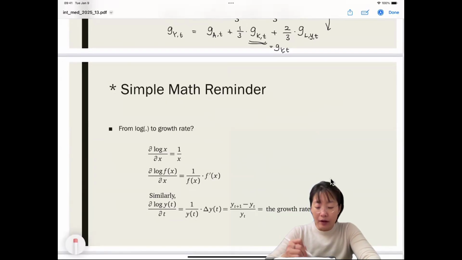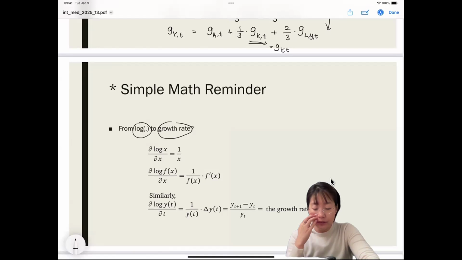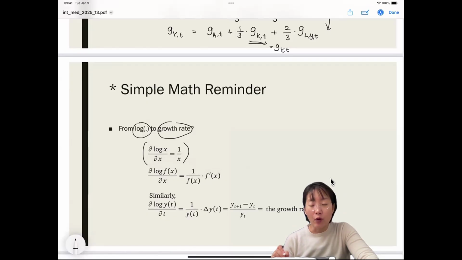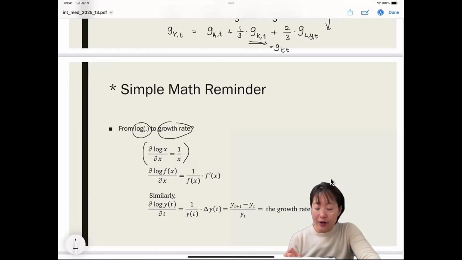Okay, let's derive the growth rate out of log. So the first derivative of log is actually 1 over the original variable x. And then if we use that, then we can derive the first order condition of a function f of x.